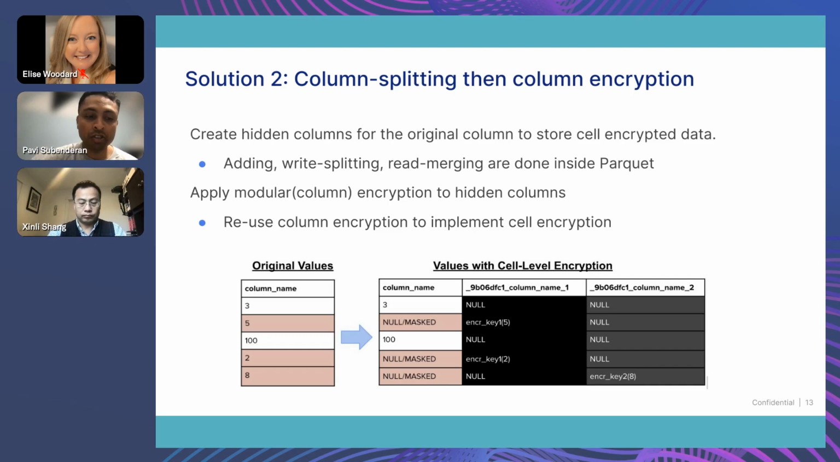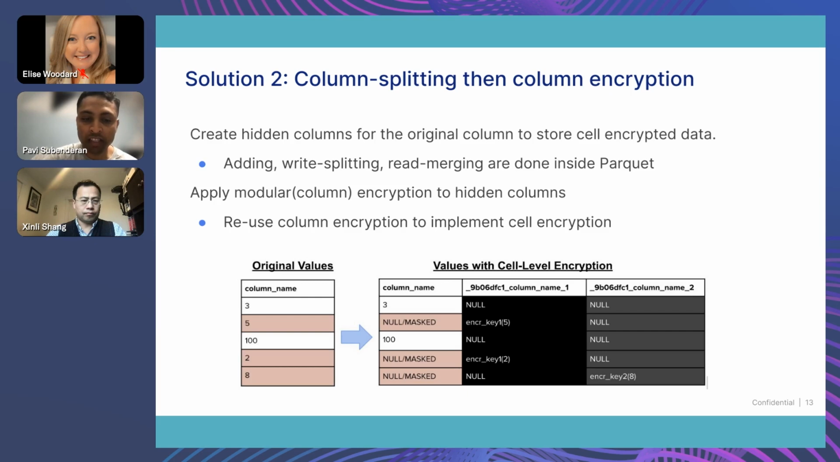So solution two is basically using column splitting and then trying to reuse column encryption, which we talked about earlier, to implement cell encryption in a way. The idea behind solution two is that we create these hidden columns, which is a concept from column encryption, to store the cell encrypted data.